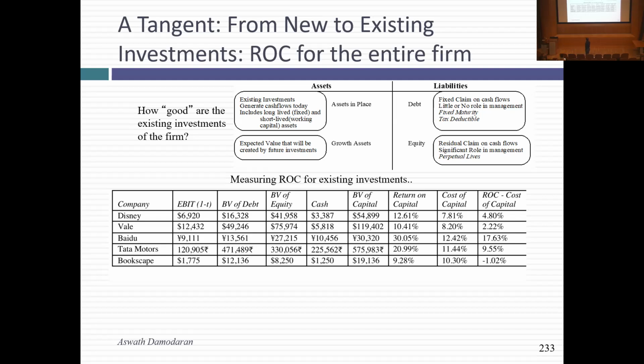I did this for all 5 of my companies. For Vale, the return on capital is 10.4%, more than the cost of capital. What's the competitive advantage there? You already own the low-cost mines in iron ore. That's going to give you a competitive advantage. In the case of Baidu, return on capital of 30%. And here the point that was made about do you want to trust accountants comes in. Because what's Baidu's biggest capital expenditure? We talked about this.